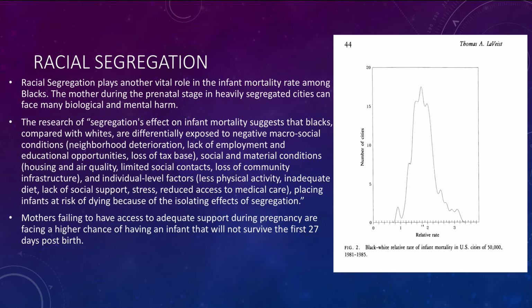Social and material conditions such as housing and air quality, limited social contacts, loss of community infrastructure, and individual level factors such as less physical activity, inadequate diet, lack of social support, stress, reduced access to medical care, place infants at risk of dying because of the isolating effects of segregation.